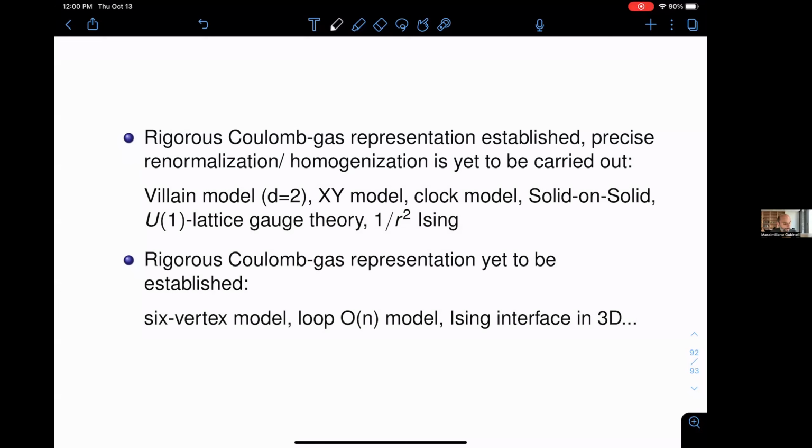Can I ask a question? Maybe it's naive. At some point you use cluster expansion to represent the effective action, no? Yes. And then you still need a different argument to control the correlation function. So why can you not?